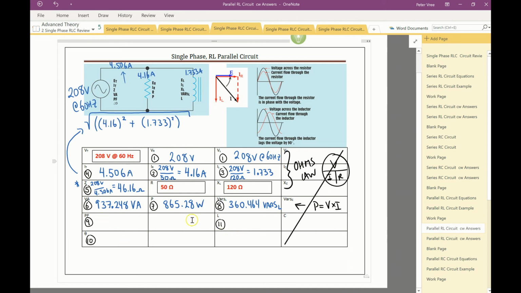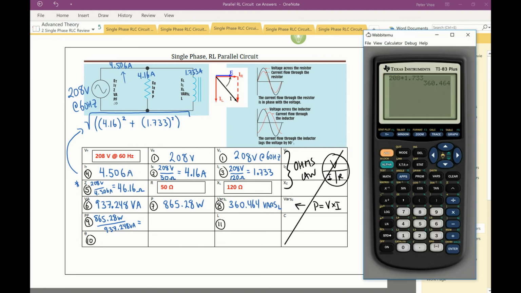So power factor is going to be watts over VA. So we've got 865.28 watts divided by 937.248 VA. Now I just used my watts and my VA. I could have also used 46 divided by 50. I could have also used 4.16 divided by 4.506. All of those are going to give me the same ratio all the way through.